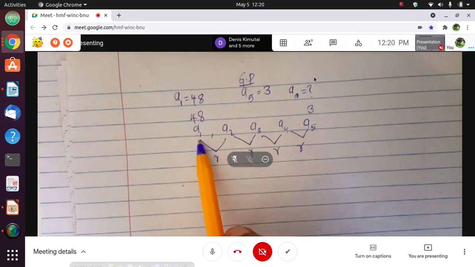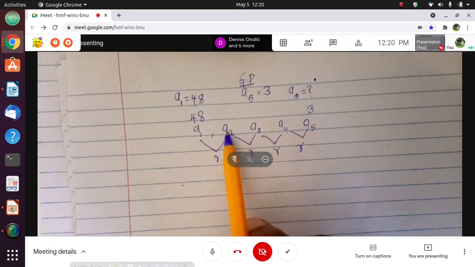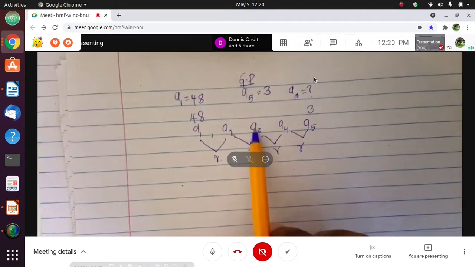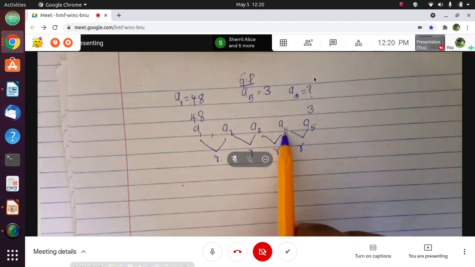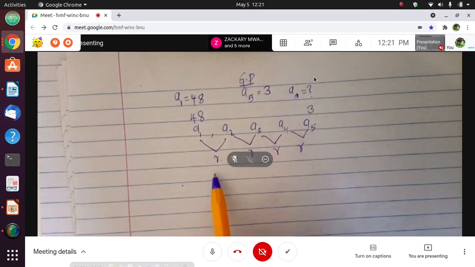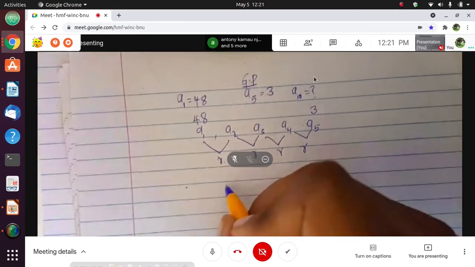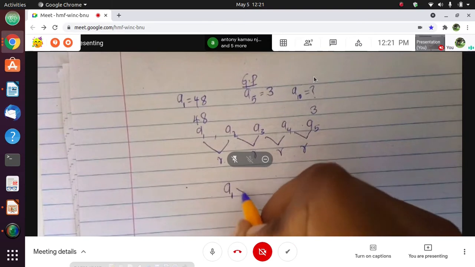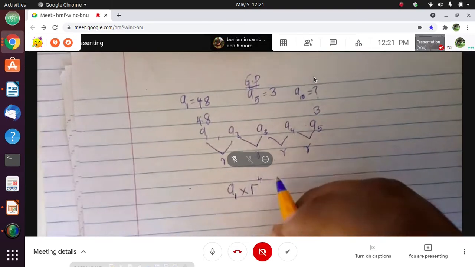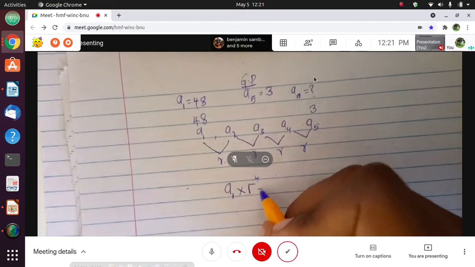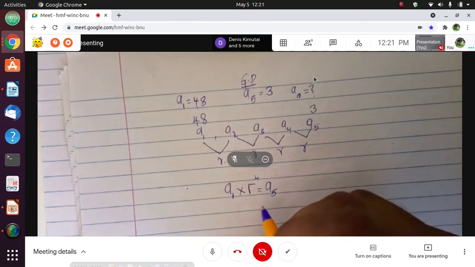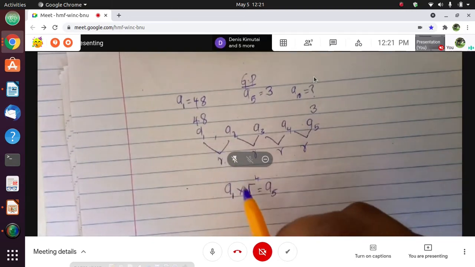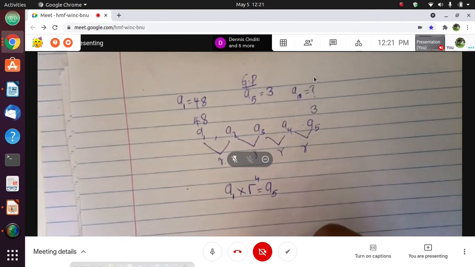We have multiplied A1 times R to get A2. A2 we've multiplied by R to get A3. A3 times R to get A4, and then A4 times R to give us A5. Now, A1 has been multiplied by R 4 times to give us A5.